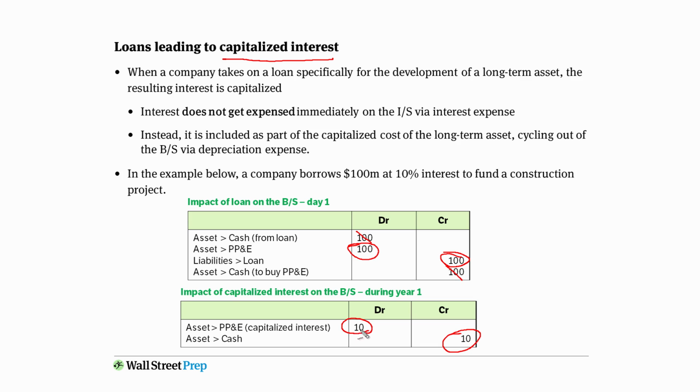And what ends up happening is now over the life of the asset, over the life of the construction project, the capitalized interest cycles out via depreciation. And the useful life of that is a function of the useful life or the term of the construction project.